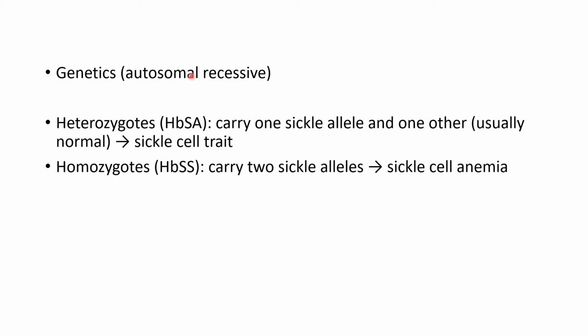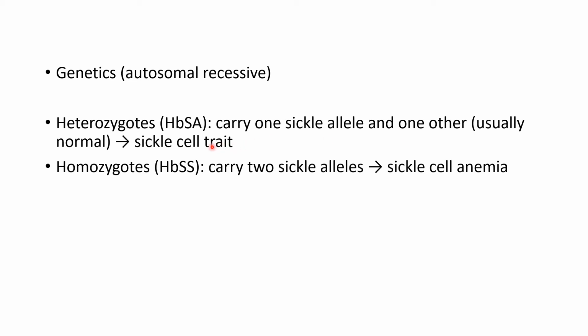Coming to the genetics again, in brief, it is an autosomal recessive pattern of inheritance. So there can be two types of offspring, heterozygote and homozygote. In heterozygote, there is HbS and A. That is, one hemoglobin is S and the other is normal. That means there is only one sickle allele and the other allele is normal. That condition is called sickle cell trait.